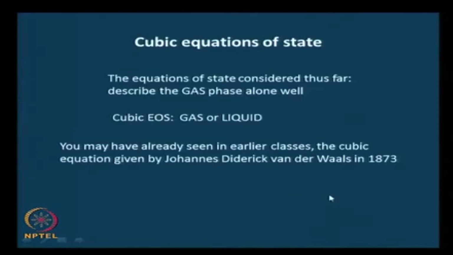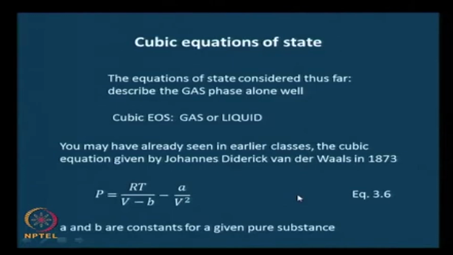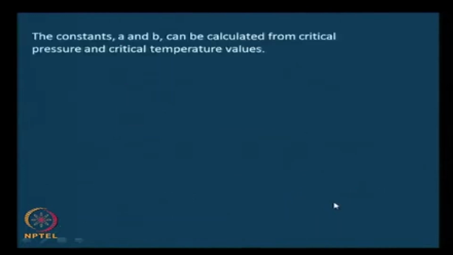in your first year courses is the van der Waals equation of state, which goes as P equals RT by V minus B, minus A by V squared, and A and B are constants for a given pure substance. We said that A and B can be calculated from critical pressure and critical temperature values.